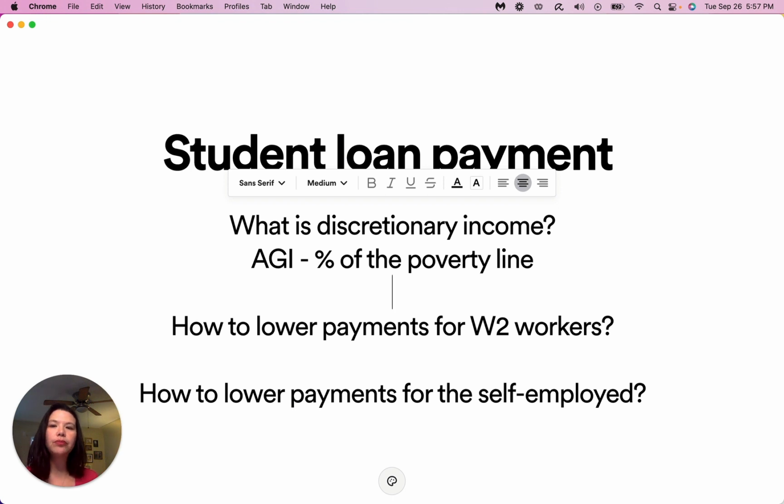For example, in this formula, what can you manipulate? Obviously, you can't manipulate the poverty line that's set by the government, but you can manipulate your adjusted gross income. And how I say you can manipulate that, it's not illegal. It's just using different proof of income to help your servicer come up with your adjusted gross income.